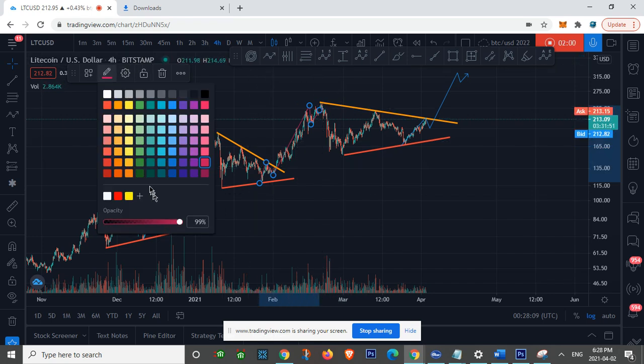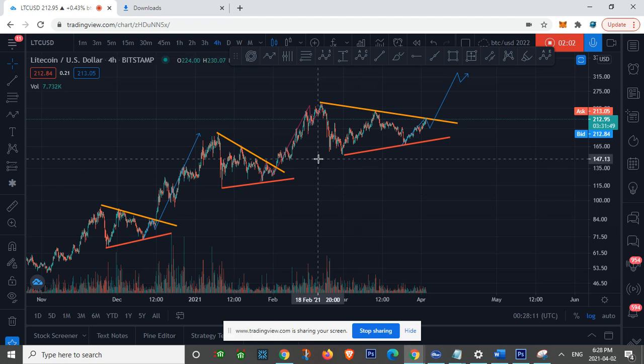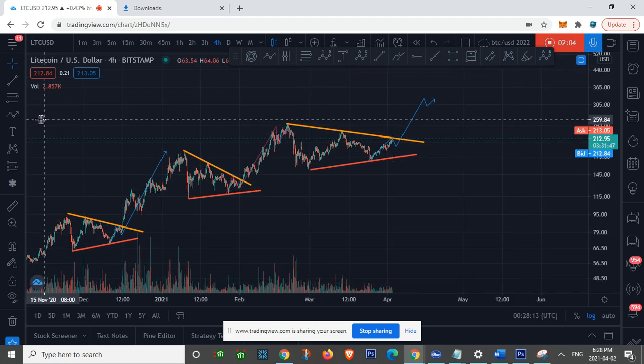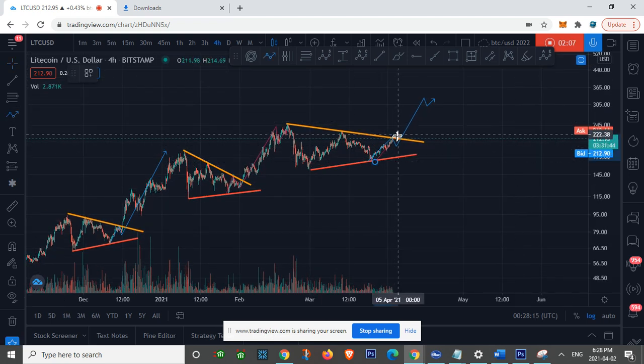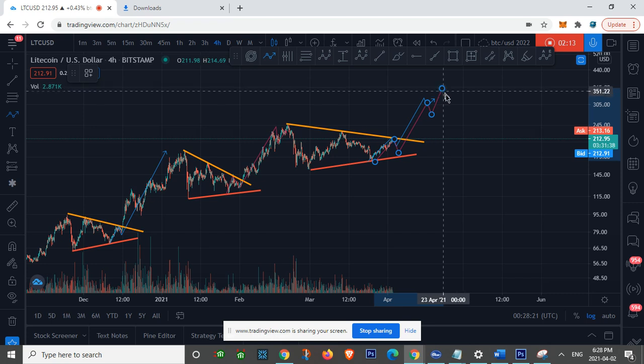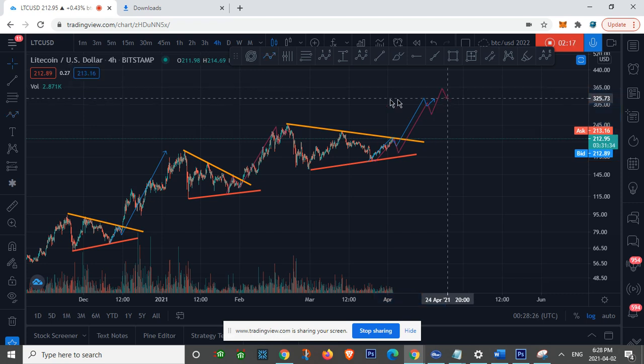Let's make it bigger. Okay, yeah, just like that. I hope you guys can see the lines. I'm pretty sure you can. And second scenario, we come down for that 0.618. I'll show you where exactly. And then we do our major pump to 300, 400, $500, okay? So these are the two scenarios.